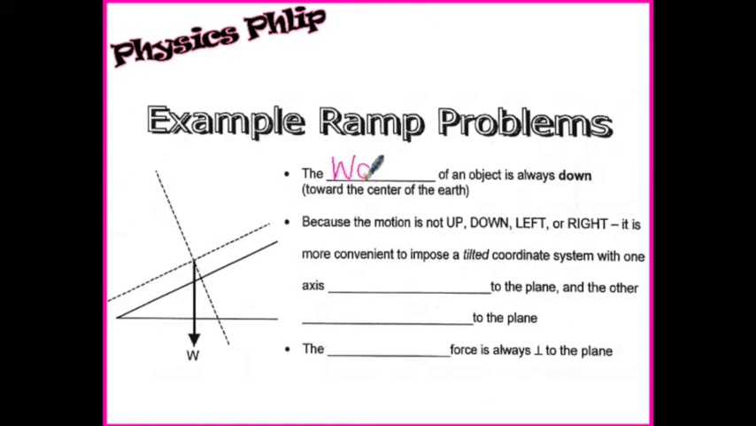So as usual, the weight of the object is always down. When we say down, we mean toward the center of the earth. Sometimes I don't even draw the object. I'll draw it now. Since the motion of the object is not straight up or straight down, and not straight left and straight right, if this box is going to move, it's either going to move up or down the ramp. Because the motion is not up, down, left, or right, it's more convenient to impose a tilted coordinate system with one axis parallel to the plane and the other perpendicular to the plane.